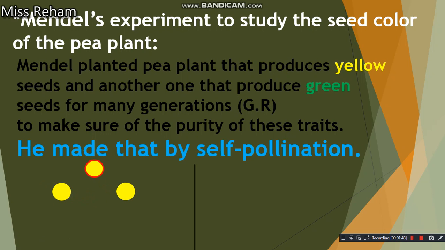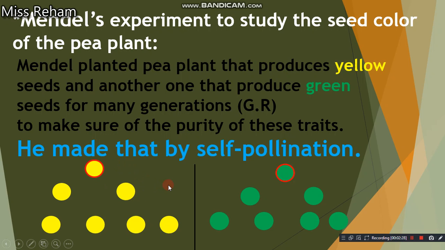All of the first generation is yellow seeds, and this is the second generation. All of the second generation also yellow seeds. On the other hand, he planted the pea plants that produce green seeds, and he observed that the first generation all of them are green seeds, and the second generation all of them also are green seeds.